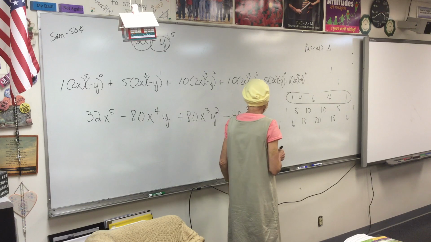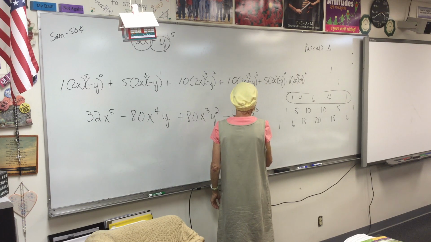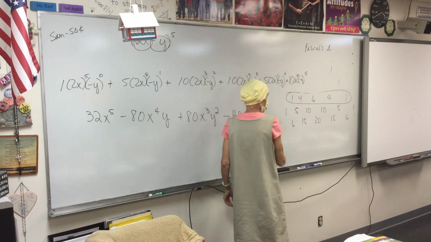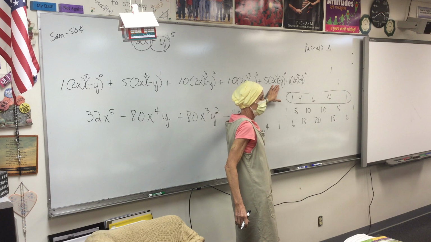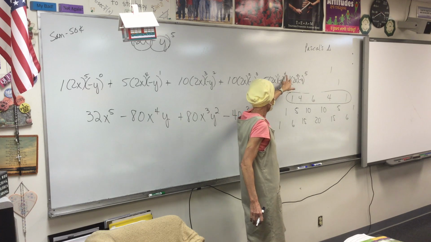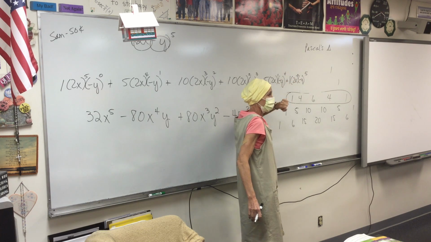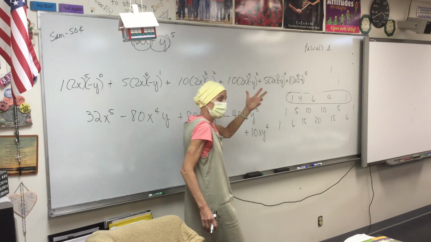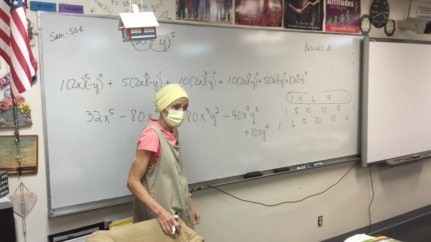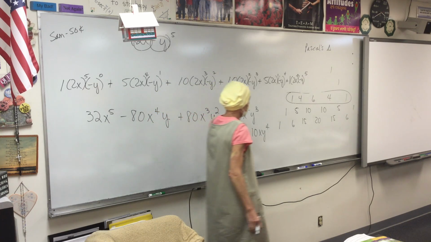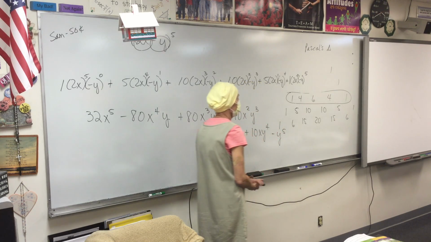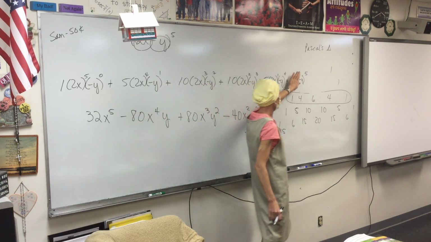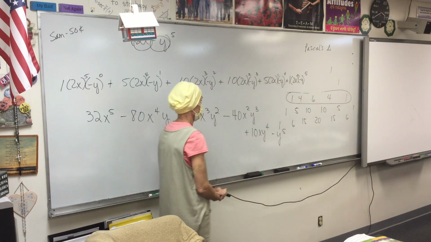How about the next one? 10x y to the 4th. Why is this term positive? Because it's y to the 4th, and when you raise a negative to an even power, it becomes positive. And what's our very last term? Minus y to the 4th. Remember, anything to the zero power is 1, so it's just gone.